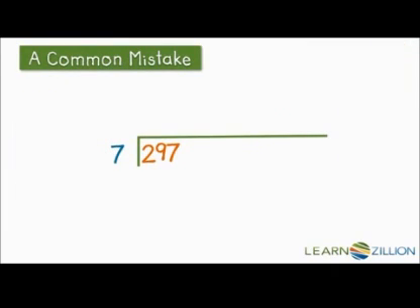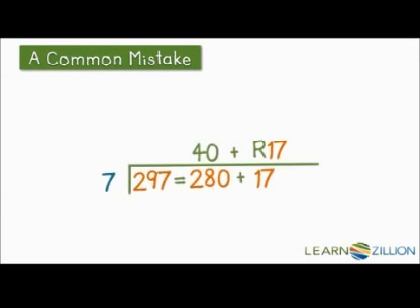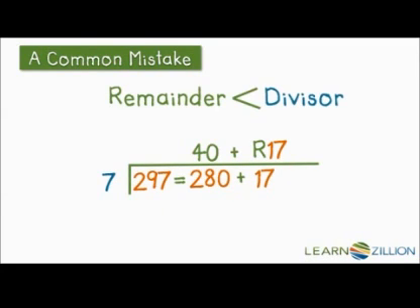The mistake that I notice most often is that students are so focused on working with multiples of 10 that when they get down to a lower digit dividend, because they can't take another 10 groups of 7 out, they stop early and report the remainder as, in this case, 17. Remember, your remainder will always be less than the divisor.